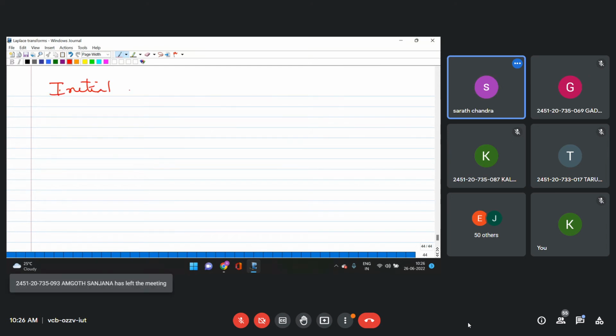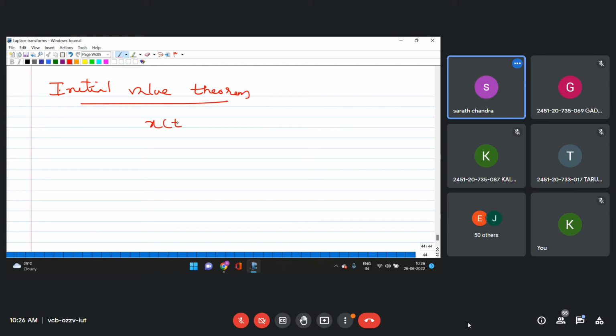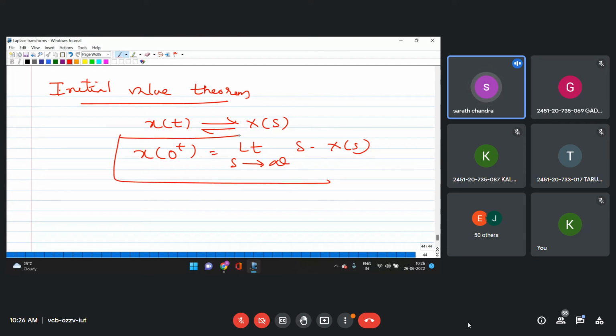Initial value theorem. What it states is: if x of t is giving x of s, and this is true, then x of 0, the initial value, or 0 plus, not exactly 0 but a very minor increase from 0, equals limit s tends to infinity s into x of s. This is very important, and for EC students this property will be used many times later in control systems. Remember it. Some take x of 0, some places x of 0 plus. Both are the same, don't confuse. The initial value is at 0, or since 0 is not valid, we generally go with 0 plus, a very minor, negligible change.